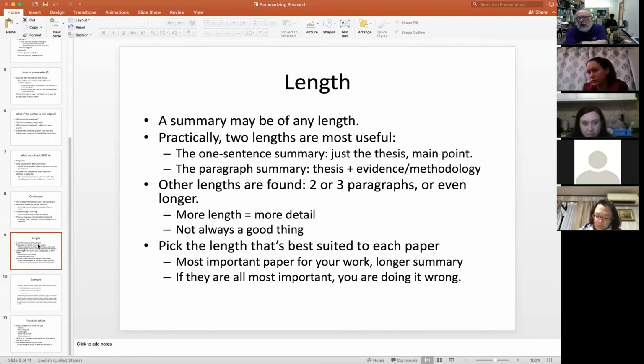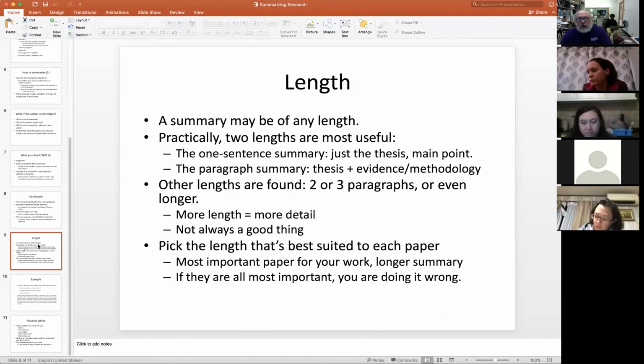Now, then the other thing that you can do is say, I'm going to give you a paragraph length summary, in which I'm going to have the main thesis, of course, because that's the summary. And then I'm going to have evidence for my thesis in the following sentences. So that the rest of the paragraph gives you the evidence for why I am saying this. Okay? You know, so these are the two most common lengths.